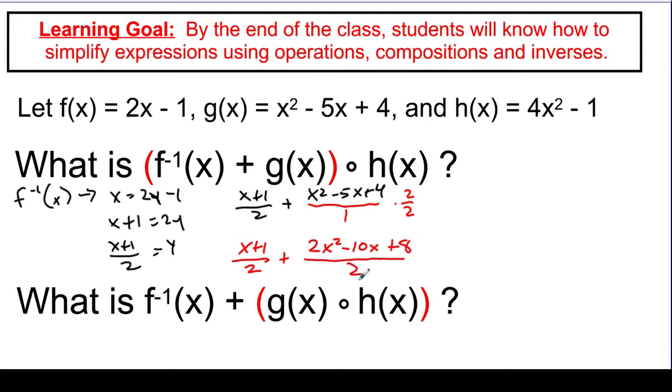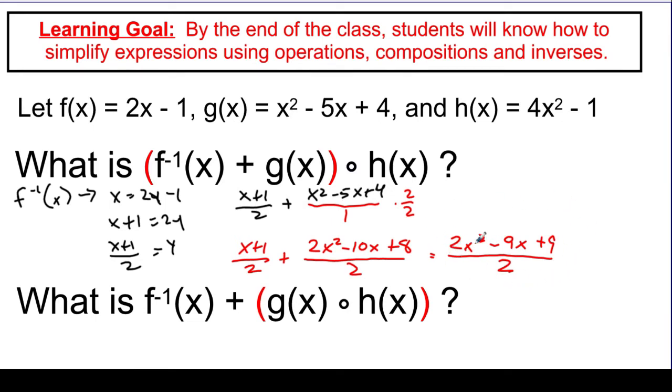Now I can add these together. I couldn't add them together when they didn't have common denominators. So f inverse plus g of x, all said and done, let's add across the top, is going to look like 2x squared minus 9x plus 9 all over 2. All right, so instead of this parentheses that I have highlighted in red, I can actually use this expression.